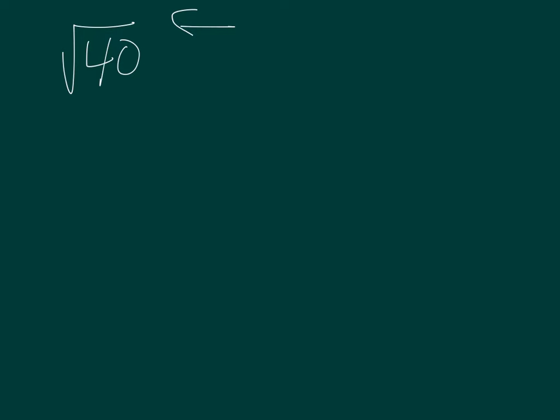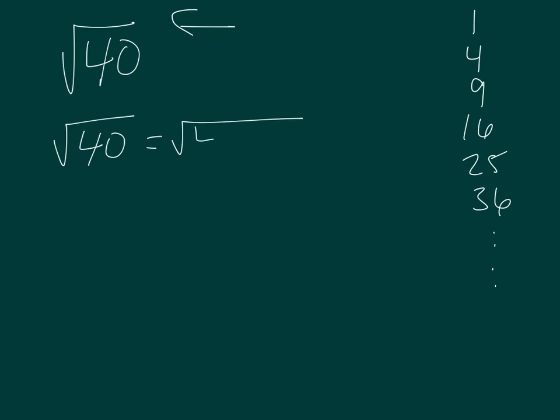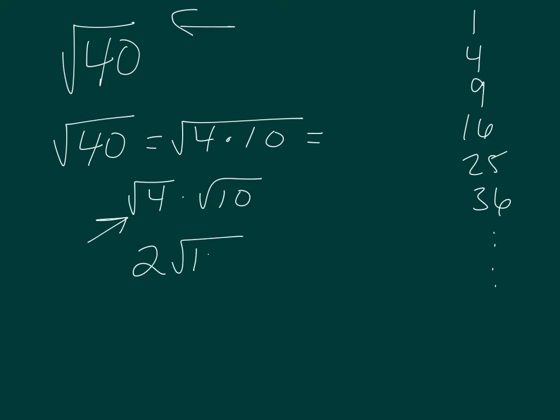So I'm trying to figure out what perfect square number will multiply to get 40. If you remember, your perfect square numbers are 1, 4, 9, 16, 25, 36, and so on. So I need to figure out which one of those numbers is a factor of 40. So 4 is, so I can rewrite the square root of 40 as the square root of 4 times 10. And then I can rewrite that as the square root of 4 times the square root of 10. Well, I know what the square root of 4 is. It's 2. So then I have 2, and then the square root of 10 just goes along to the right. So there I have the square root of 40 simplified.